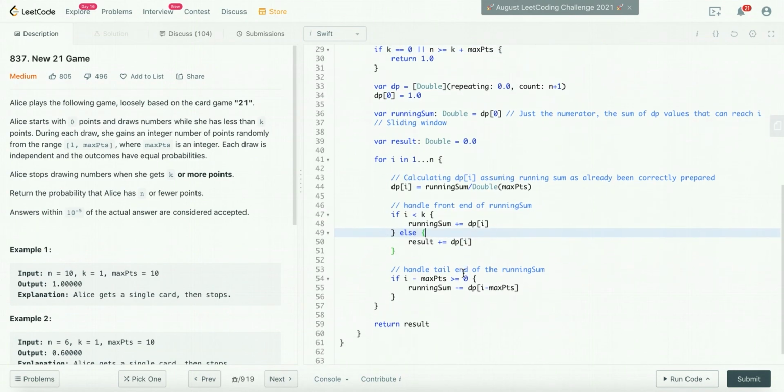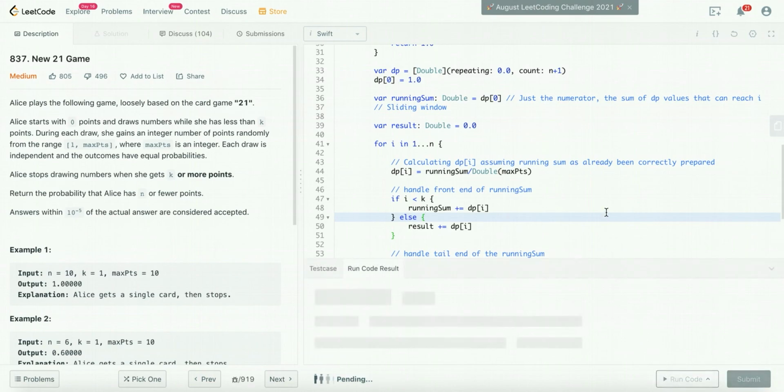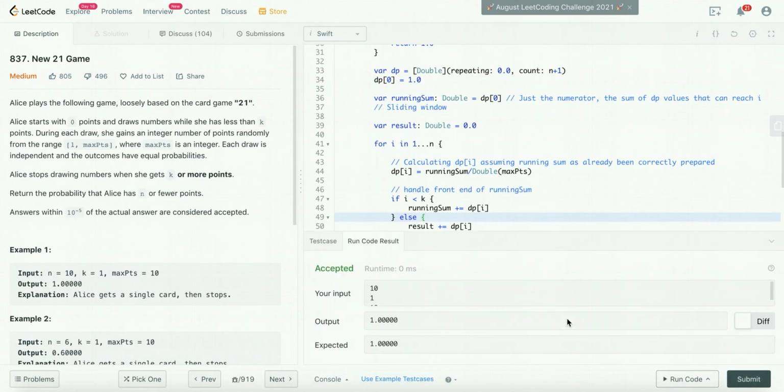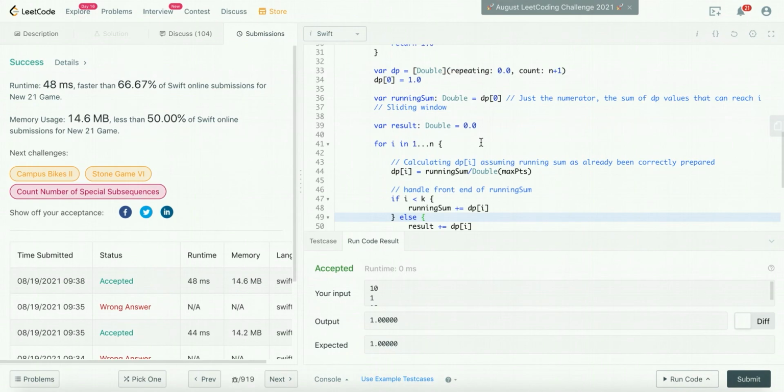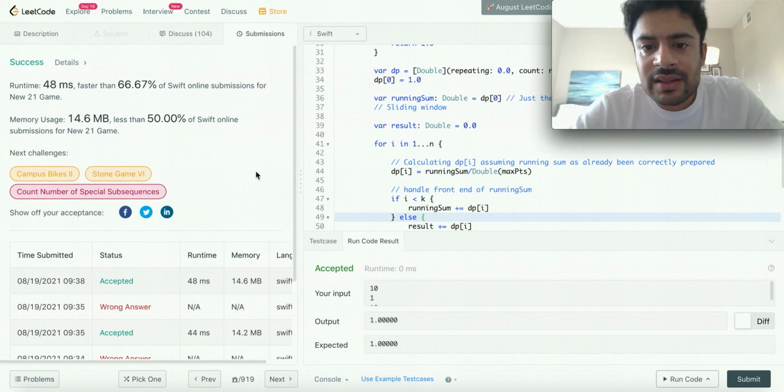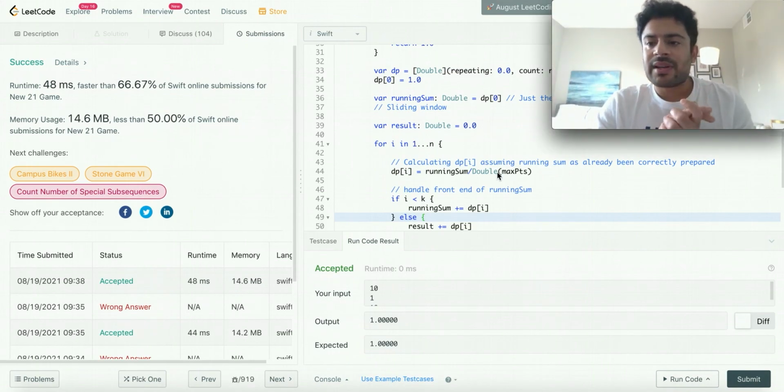Cool. I think let's run this code. Accepted. Cool, that works. I hope that explanation was clear.